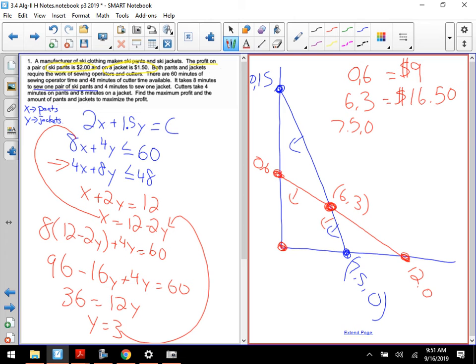Ski clothing might not be the world's greatest profit maker. And then lastly, if I make 7.5 pairs of pants... I know it's not, in theory, your point. It's true. There could be a pirate that wants to go skiing. Right?